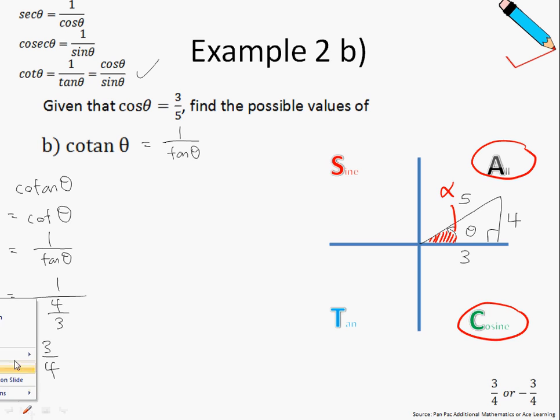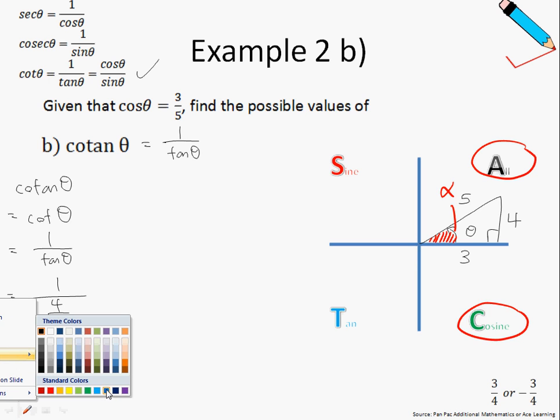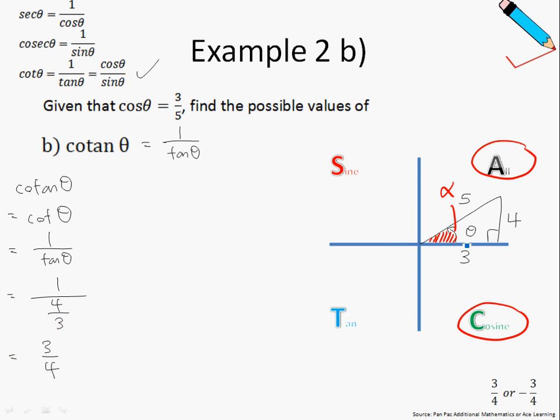Pressing this in our calculator, we'll just get a positive 3/4. How about the second scenario? Let me use a different color for the second scenario. Theta will be measured from here all the way into the cosine quadrant. Let me just draw in my right angled triangle. In this case, this blue angle is my theta, and alpha is this angle over here.